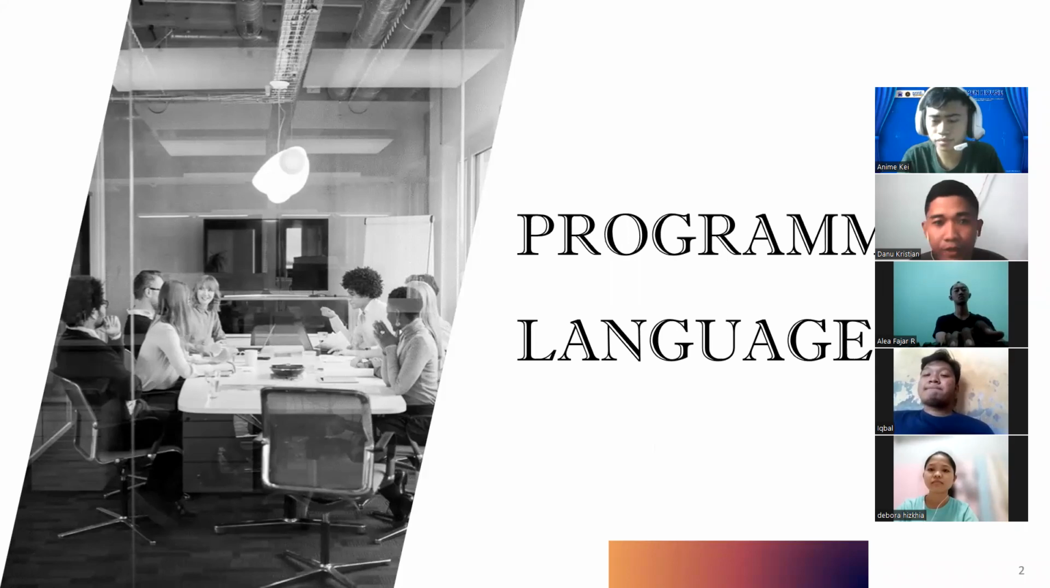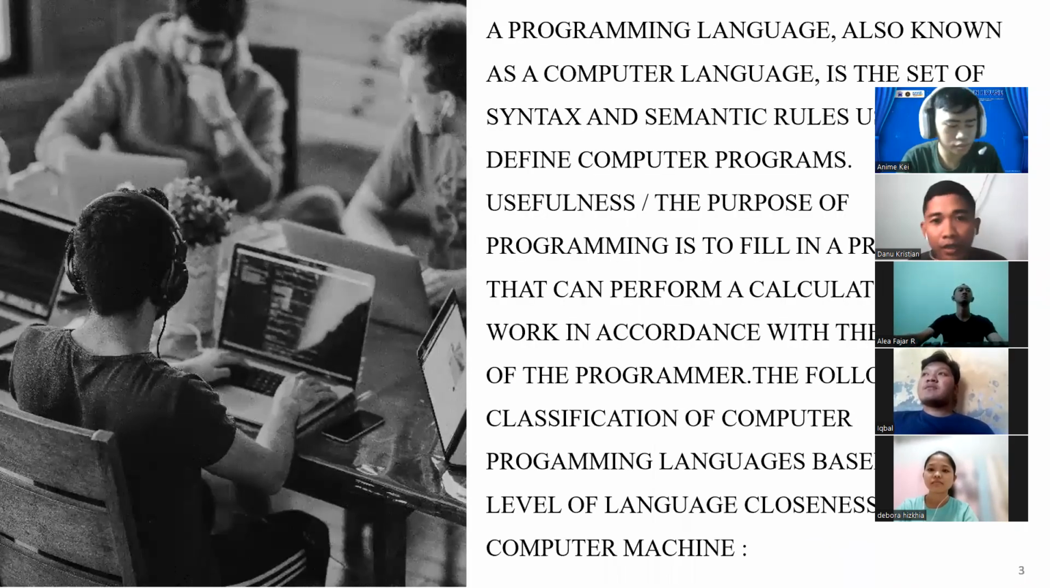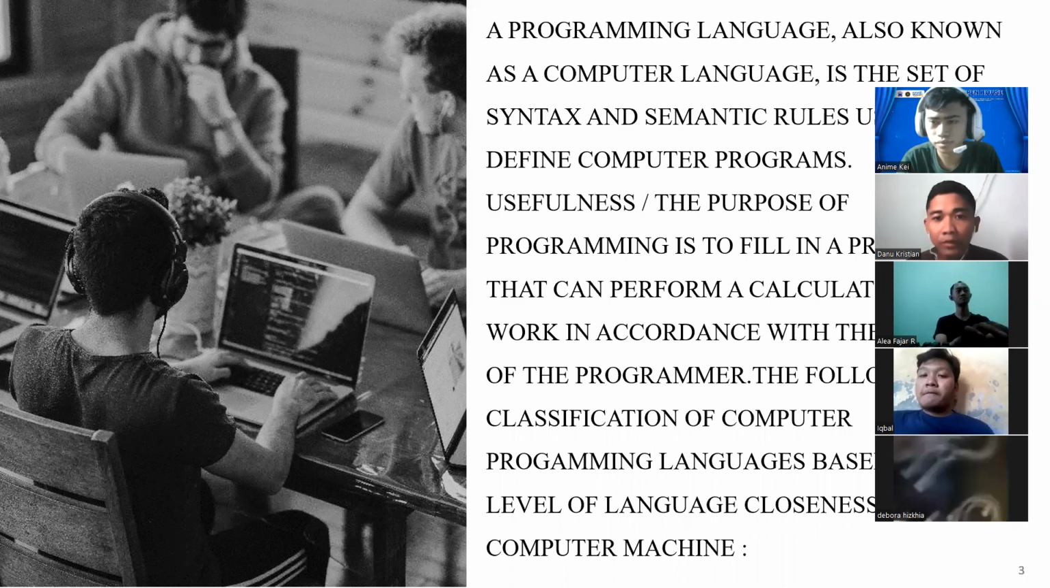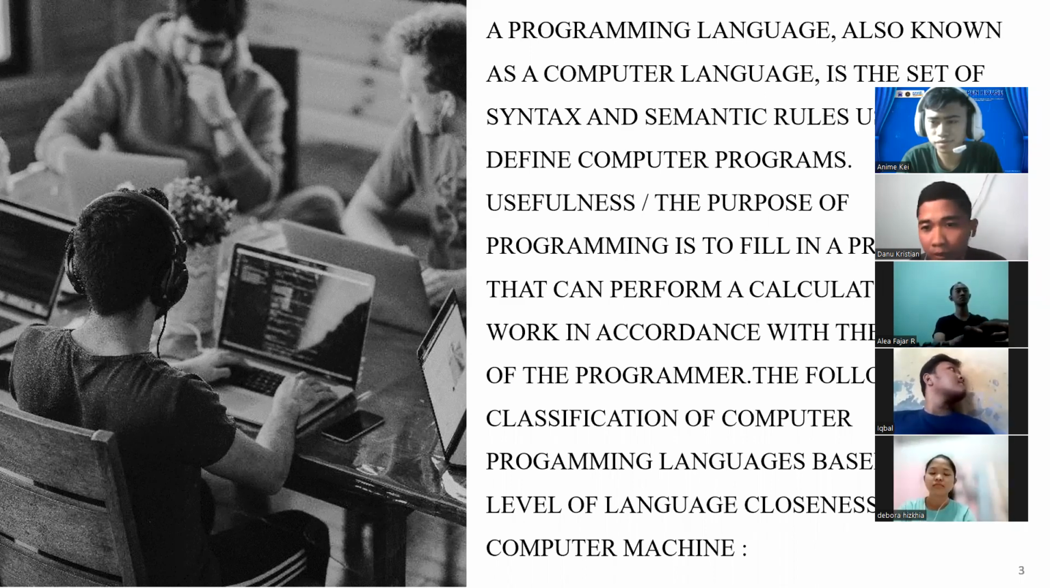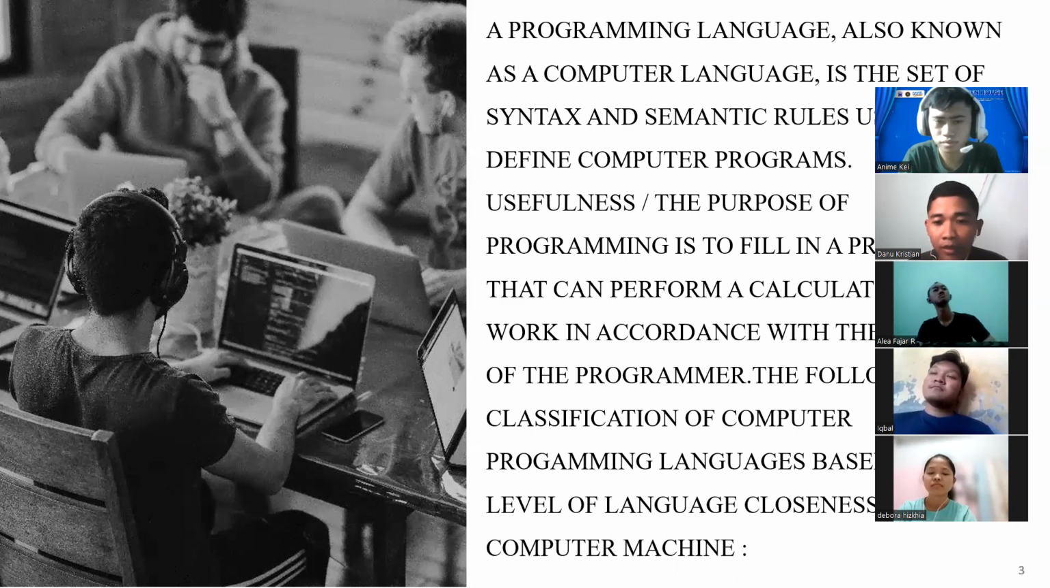Programming language. A programming language, also known as a computer language, is the set of syntax and semantic rules used to define computer programs. The purpose of programming is to create a program that can perform a calculation or work in accordance with the wish of the programmer. The following is a classification of computer programming language based on the level of language closeness to the computer machine.